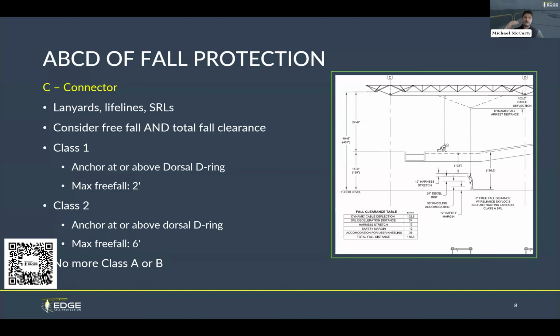All of these things have a certain amount of payout, a certain amount of free fall. So this system was designed and the fall clearance table was done. You'll see that the user only has a couple inches between the floor and their feet. So it's very important, because if we gave this person a different SRL than what we did, they would have hit the floor entirely. Funny story about this picture specifically is that we field verified these dimensions. They were inaccurate. We had to switch to a different system entirely because we didn't have the ground clearance that we needed for the user.